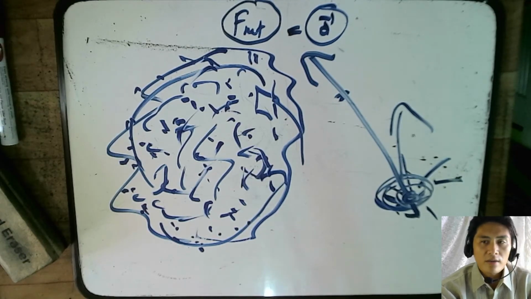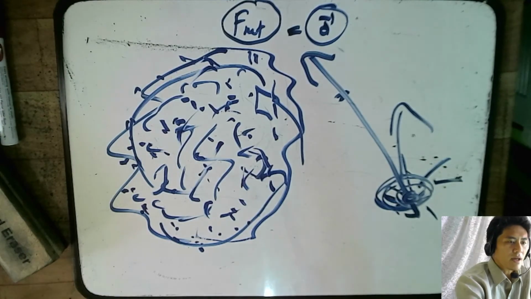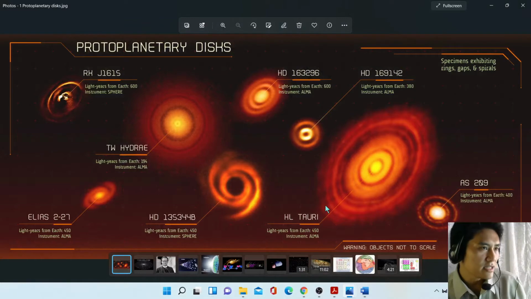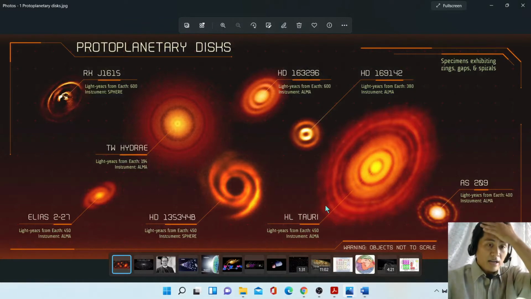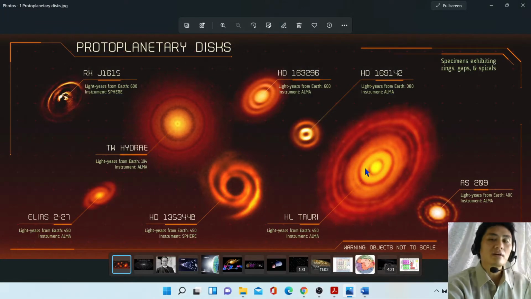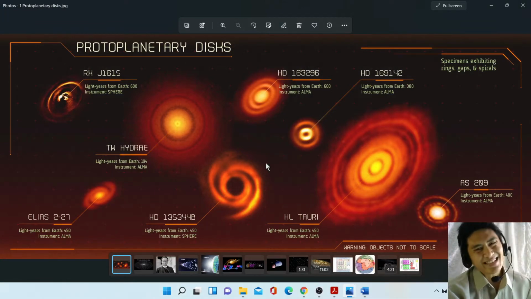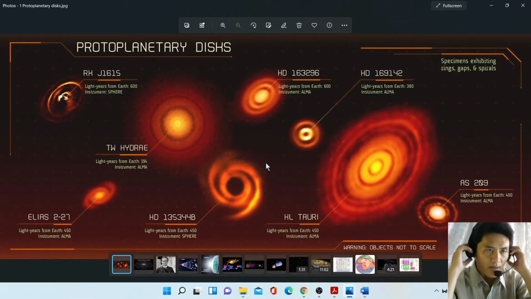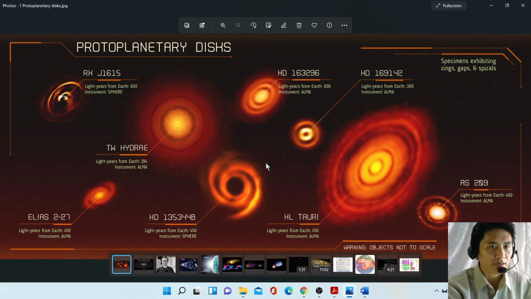So if we look at this picture that I'm pulling up now, these are protoplanetary disks that we have found so far. I know they look like drawings or computer drawings, but these are real images, obviously enhanced, but real images captured from ground-based instruments and maybe some space-based instruments.